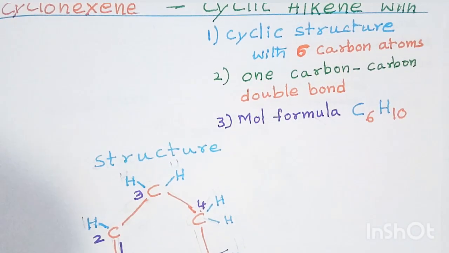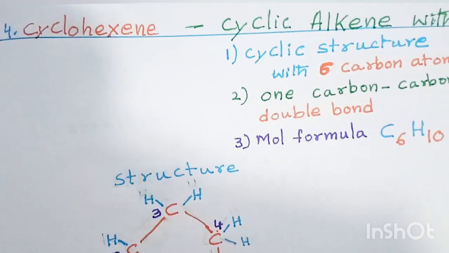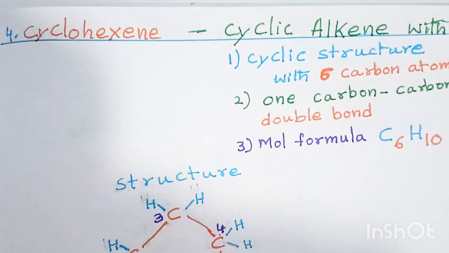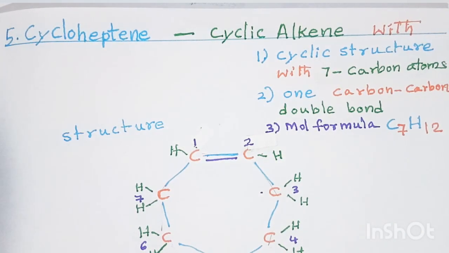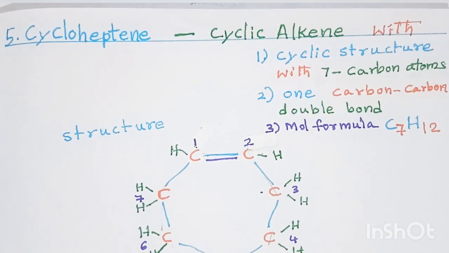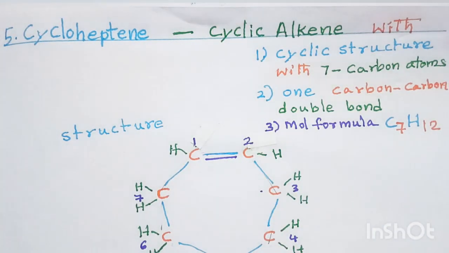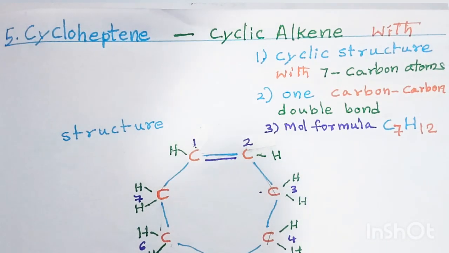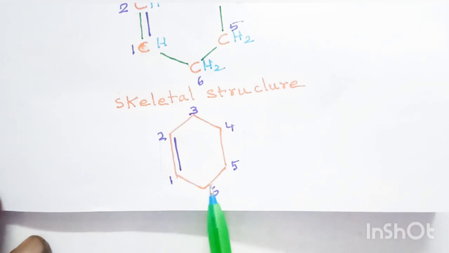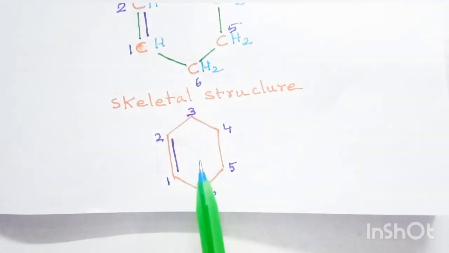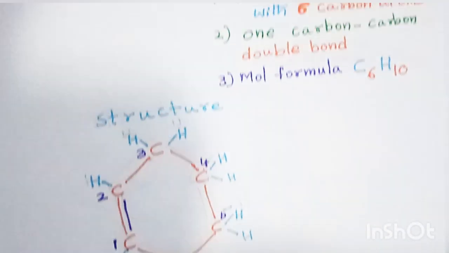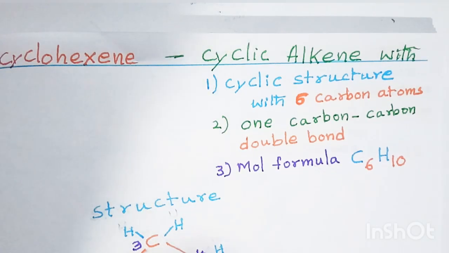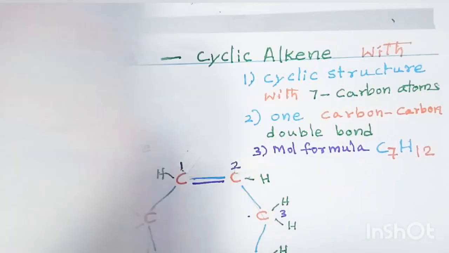This cyclohexene is the most stable of the cyclic structures. That means cyclopropene, cyclobutene, cyclopentene are not stable because of the ring strain due to less number of carbon atoms and the double bond. But cyclohexene can withstand the ring strain due to more number of carbon atoms. So it is more stable. So cyclopropene, cyclobutene, cyclopentene are not as stable as cyclohexene. Other coming structures will be stable.